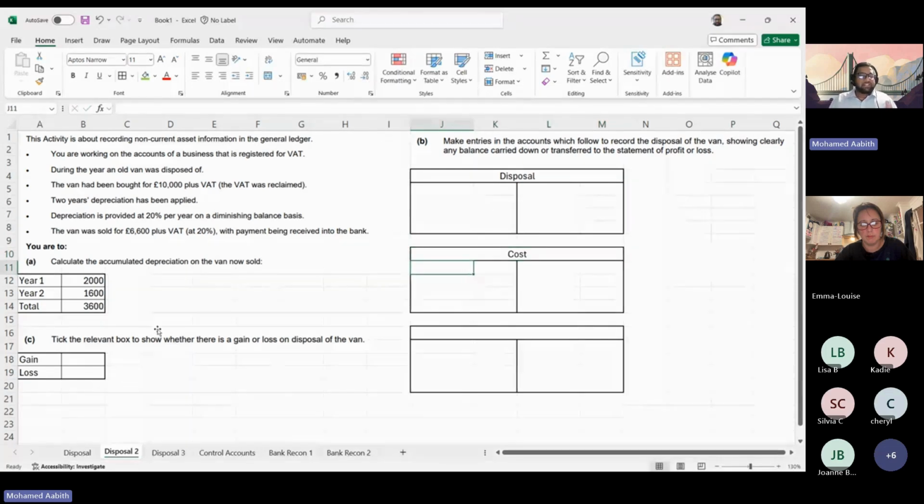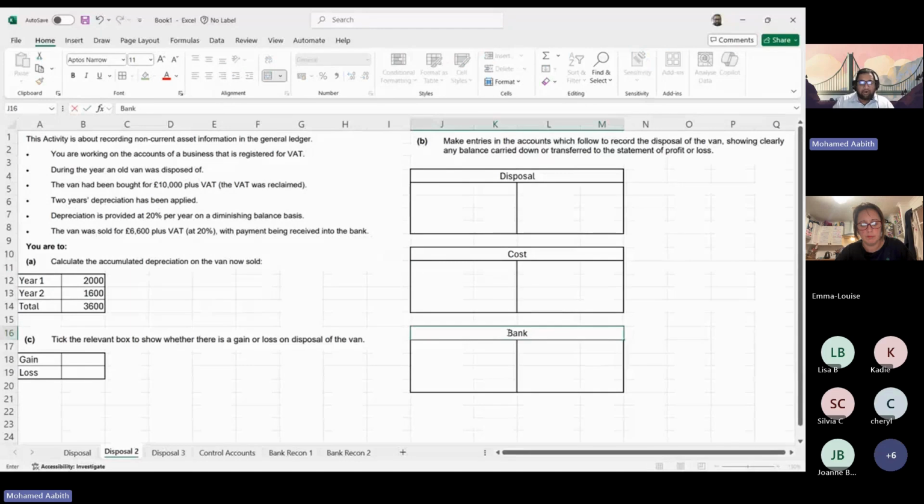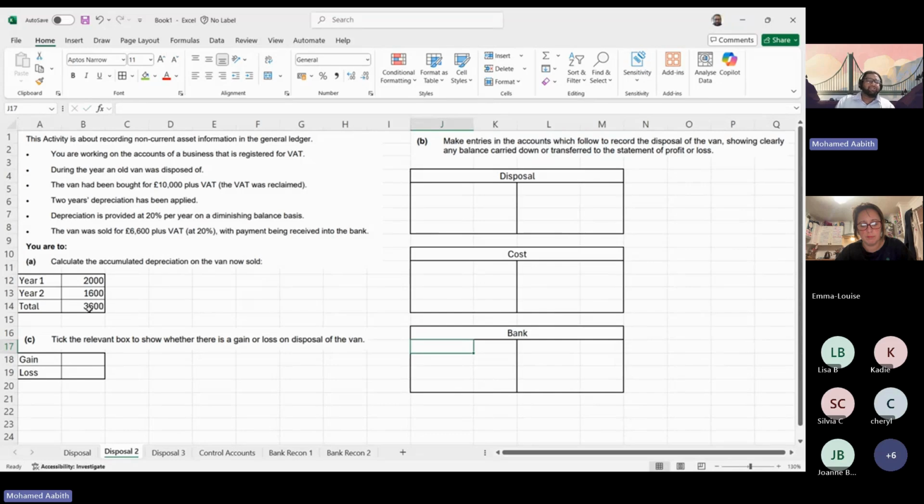So here, the disposal account, if I'm going to do this, they're asking, make the entries into the relevant accounts. They're giving you these accounts, because accumulated depreciation you don't have to worry about because you just calculated it. They didn't want you to do that one. So they only gave us 3 accounts you need to fill. The first one is make the entries in the accounts to record the disposal of the van, clearly showing any balance carried down or transferred to the profit and loss statement.